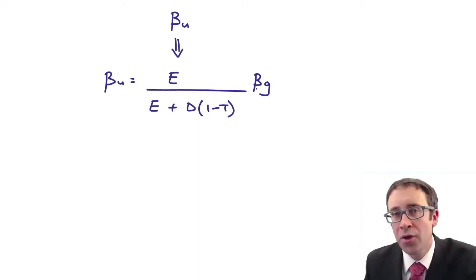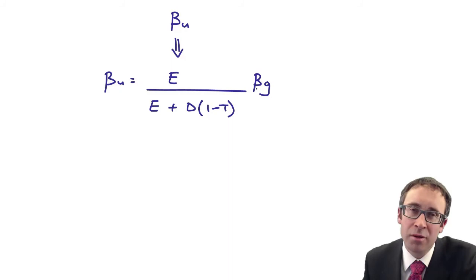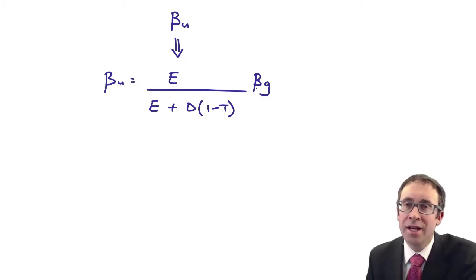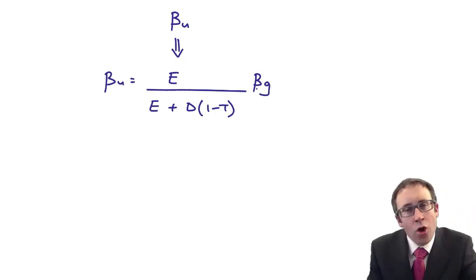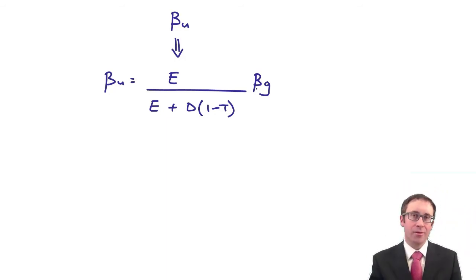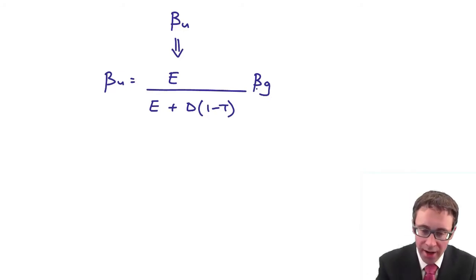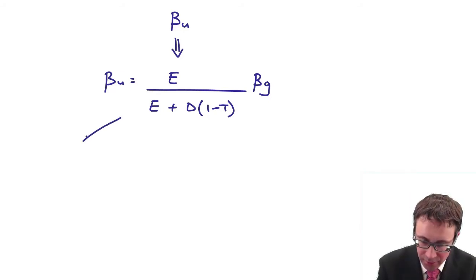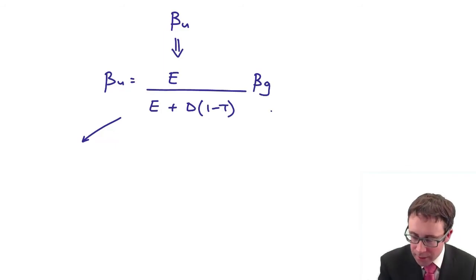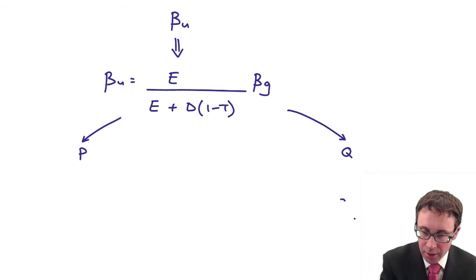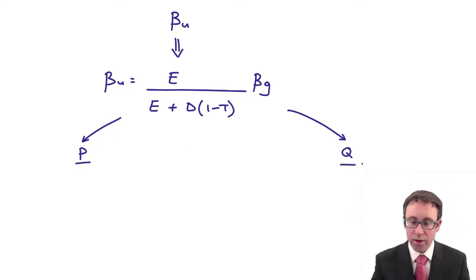Stick to one or the other. To be honest, you probably need to be fluent in both, because the examiner will use different terms and interchange between them. Okay, work it through. We're going to have to go through and do it for the two companies, company P and company Q.